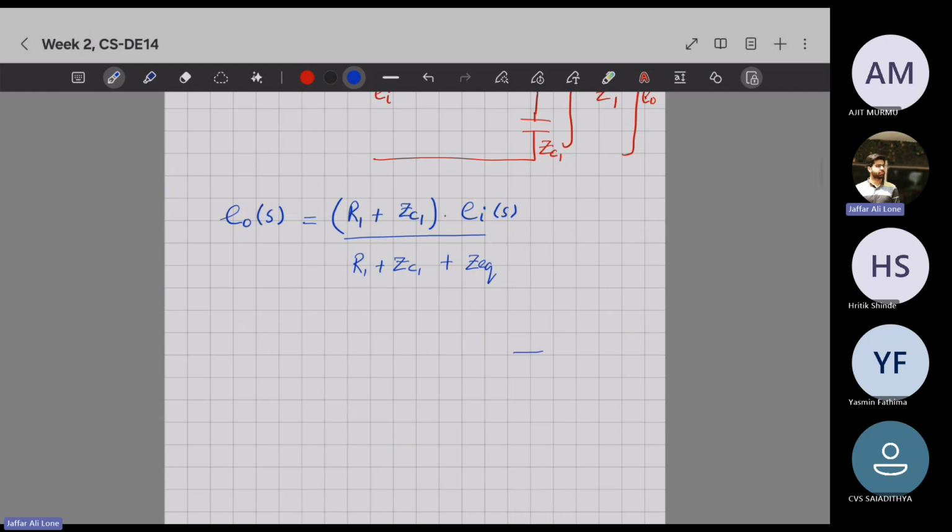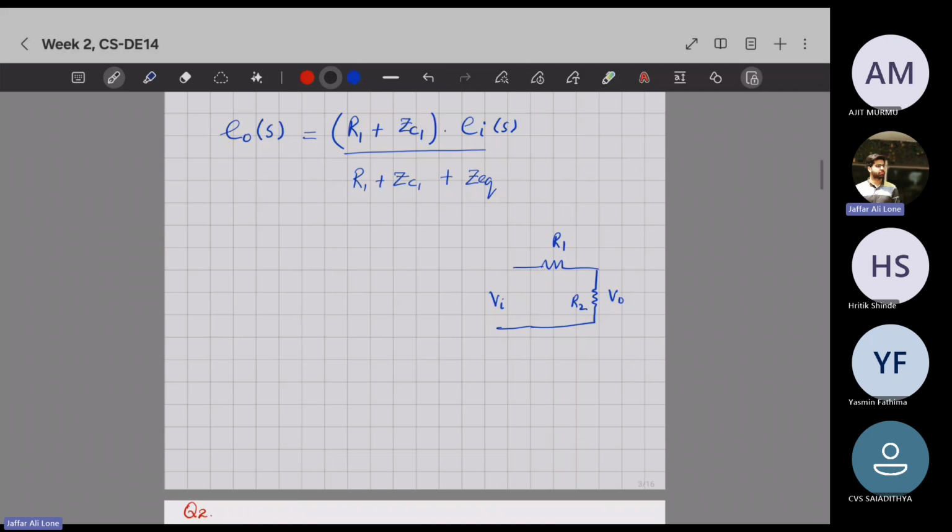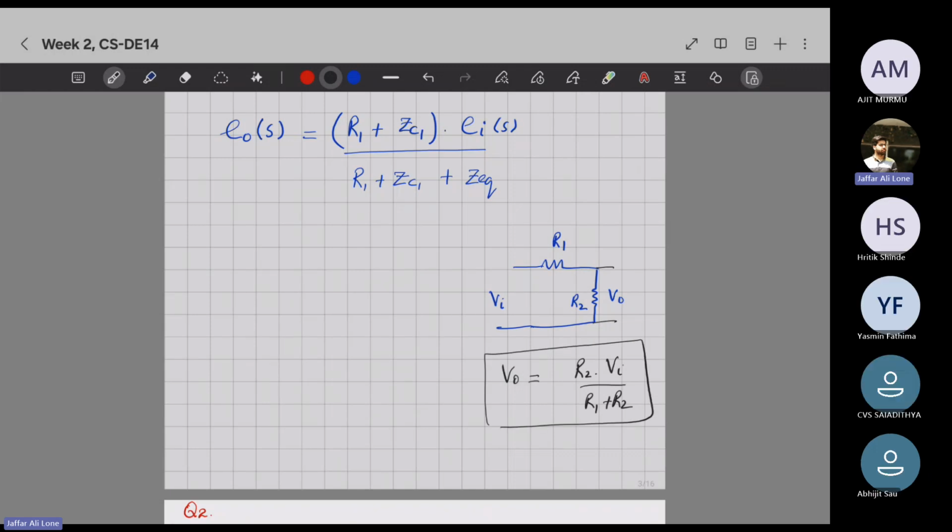If you have two resistances, for example, this is your VI, this is your V output, this is your R1, this is your R2. If you have to find this VR2, so this V naught will be given by V naught equals R2 into VI divided by R1 plus R2. I hope you are well aware of this voltage division rule. Same rule I applied here, so I got this.